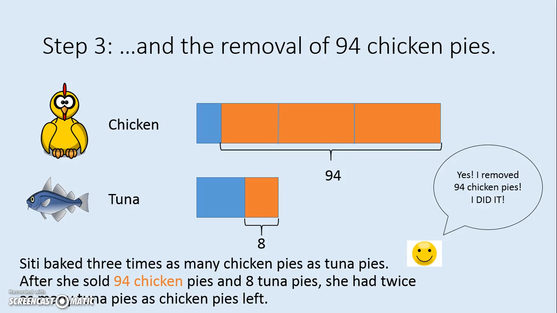Now, if you look closely, there's one unit, one big unit, another big unit, and then another smaller unit here. Now, if you notice one thing, what I'm going to do is to ensure that there are 2 times as many tuna pies as chicken pies left. So let's look at the next step.